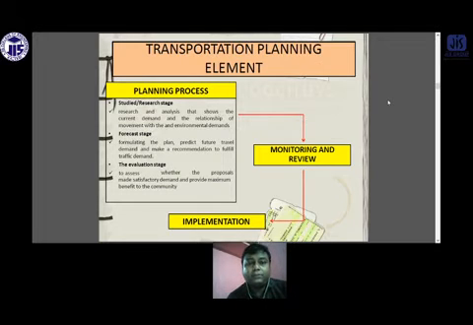So the transportation planning process is basically, the first thing is the planning process, the next thing is monitoring and review, and the third one is the implementation. It is like appearing for an exam: the first thing is our preparation, our planning. Next is the mock test or review test, the preliminary test that we follow, and finally we go for the final test.